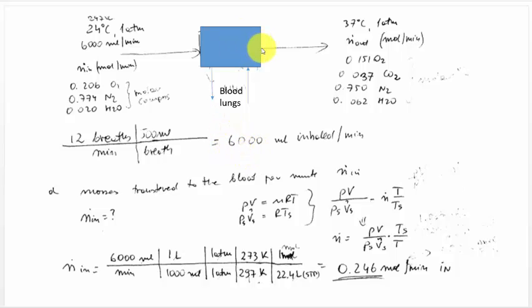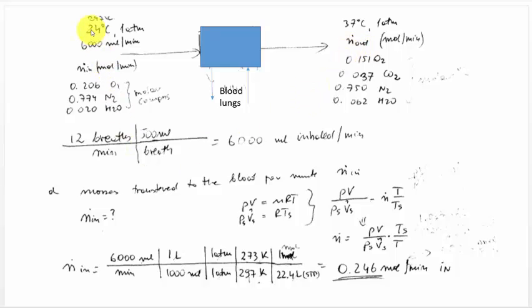The process stream output conditions are 37 degrees centigrade and 1 atmosphere. The composition of the exhaled air is given here, and it was given in the table on the previous slide. Since we know the volumetric flow rate of the stream going into the process, we don't know the molar flow rates in and molar flow rates out. Why do we need to look at the molar flow rates? It is because the composition of the exhaled and inhaled air is based on the molar fractions.